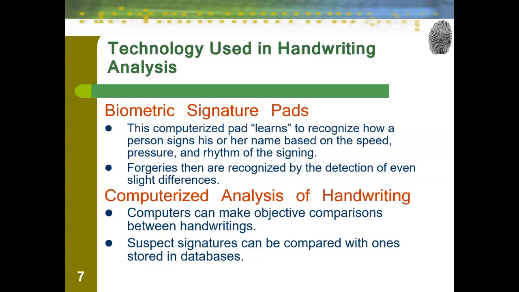We have also begun to use a computerized analysis of handwriting where computers can make objective comparisons between handwriting samples. This is most commonly being done with signatures, where suspect signatures can be compared with ones in stored databases. But computers are less biased, but they are also only as smart as the information they're given.